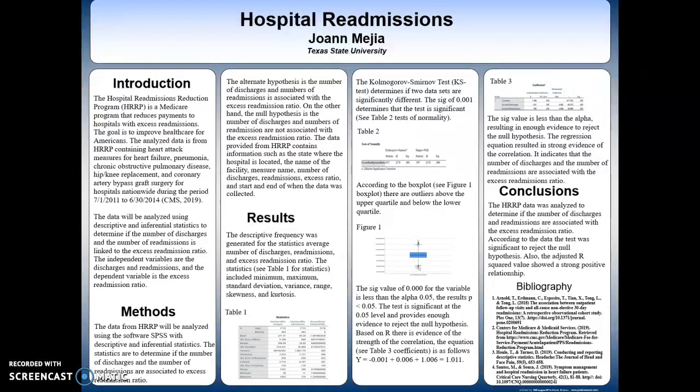The equation, you can see Table 3 for the coefficients, is as follows. Y equals negative 0.001 plus 0.006 plus 1.006 equals 1.011, which is Y. The sig value is less than the alpha, resulting in enough evidence to reject the null hypothesis. The regression equation resulted in strong evidence of the correlation. It indicates that the number of discharges and the number of readmissions are associated with the excess readmission ratio.